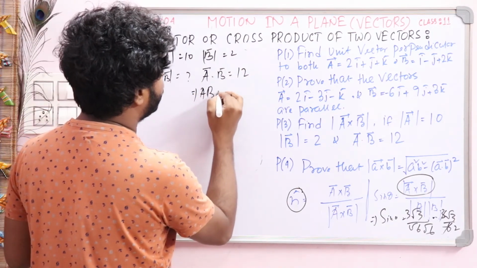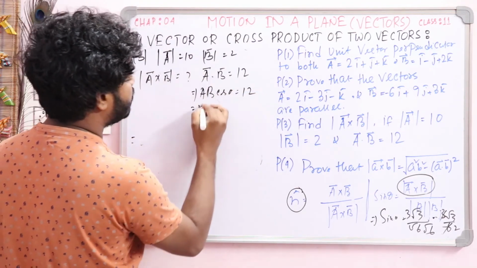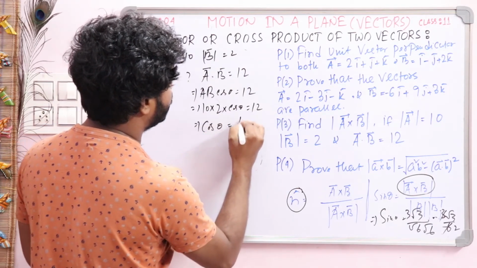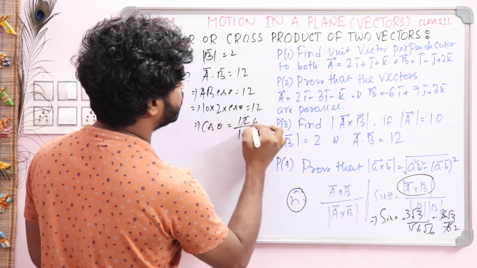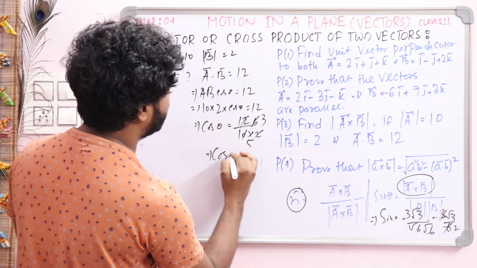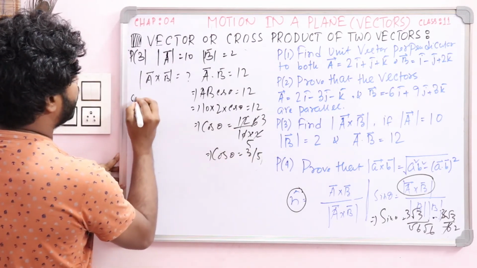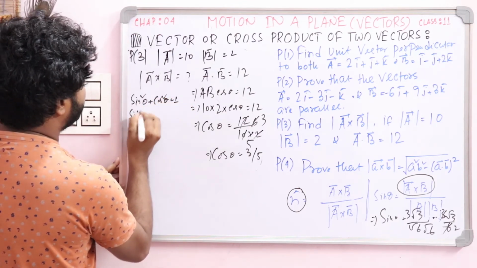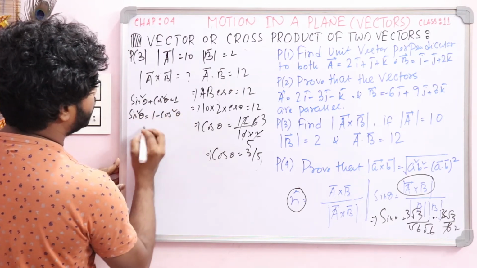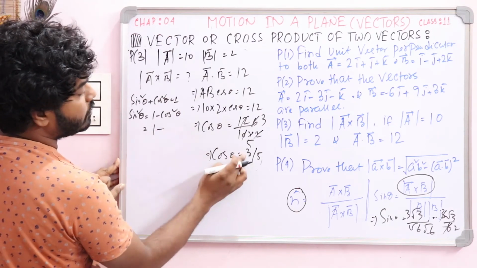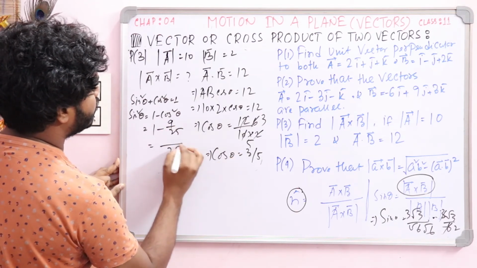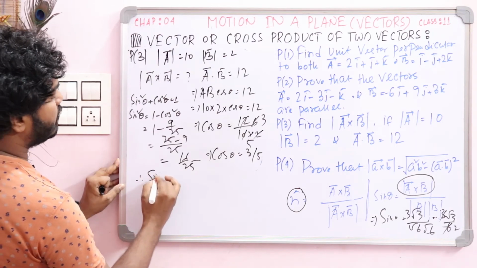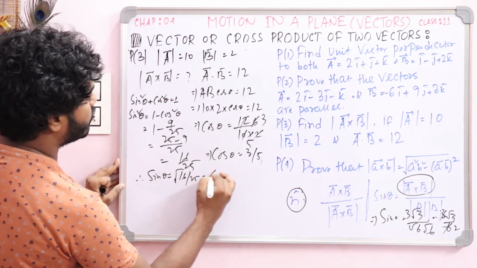A dot B, that means AB cos theta, that is 12. Now the value of A is 10, the value of B is 2, so cos theta is equal to 12 divided by 10 into 2, that is 6 by 5... so cos theta is equal to 3 by 5, and you know sine square theta plus cos square theta is equal to 1. So sine square theta is equal to 1 minus cos square theta, that is 1 minus 9 by 25, so this becomes 25 minus 9, that is 16 by 25. This value gives sine square theta. So sine theta, that means root under 16 by 25, that is 4 by 5.